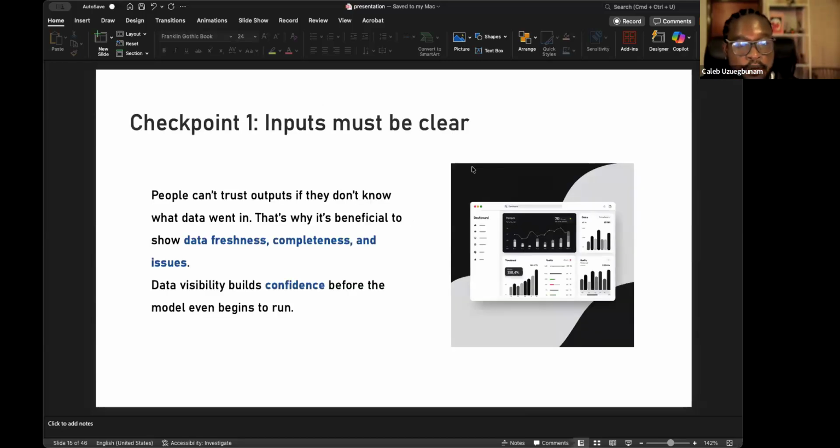Checkpoint 1, inputs must be clear. People can't trust outputs if they don't know what data went in. And this isn't very easy to do all the time. Sometimes the best way to ensure that the user is aware of the input is at the point of retrieval.